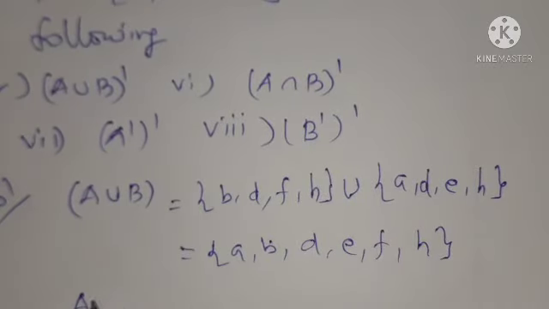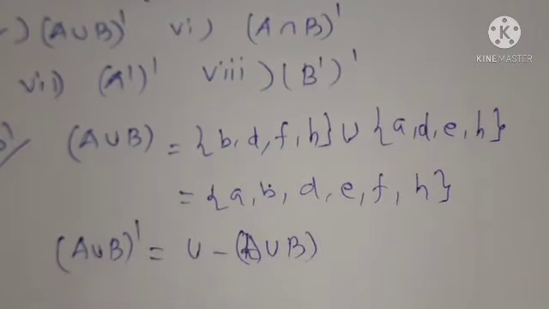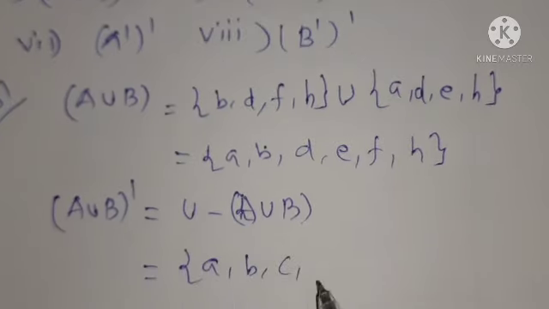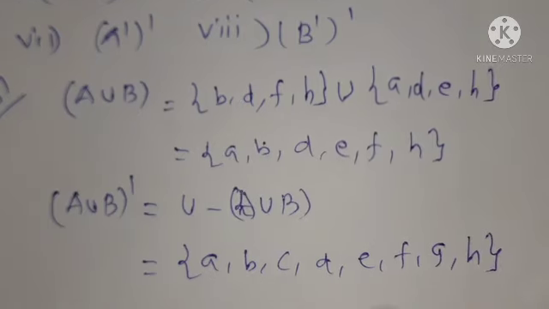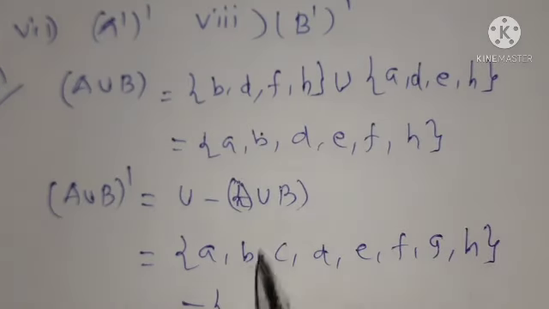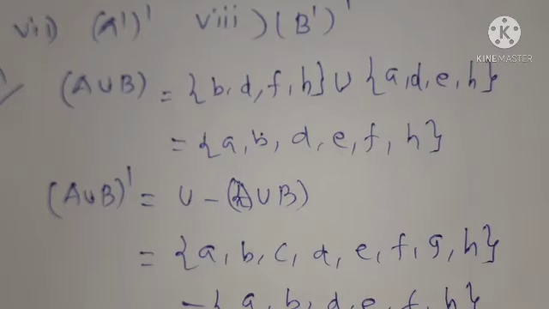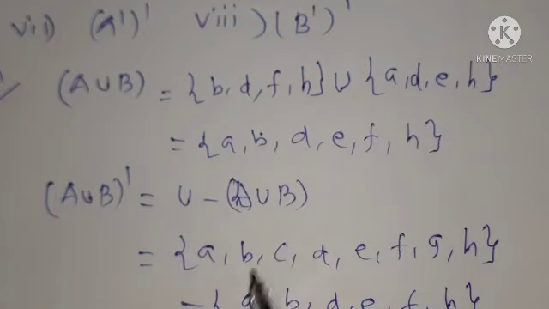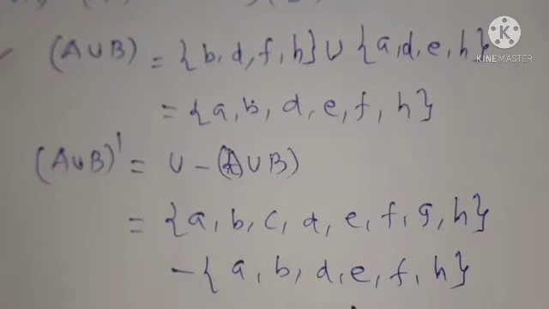Next, (A union B) whole dash is equal to the universal set minus A union B. First write the universal set elements, A, B, C, D, E, F, G, H, minus the A union B elements, A, B, D, E, F, H. So (A union B) whole dash means the universal set having but not in A union B.